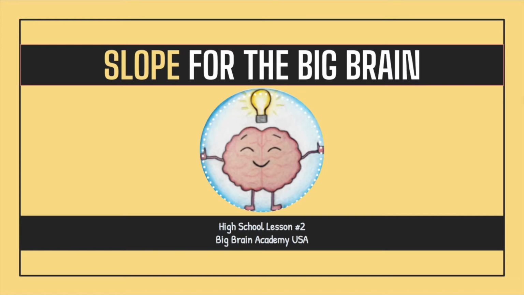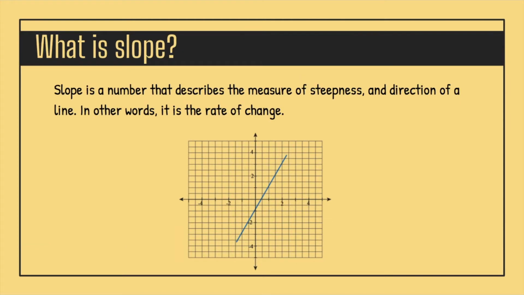Today is our second lesson for our high school week, and our topic will be slope for the big brain. So let's get started. What is the definition of slope? Slope is a number that describes the measure of steepness and direction of a line. In other words, it is the rate of change.